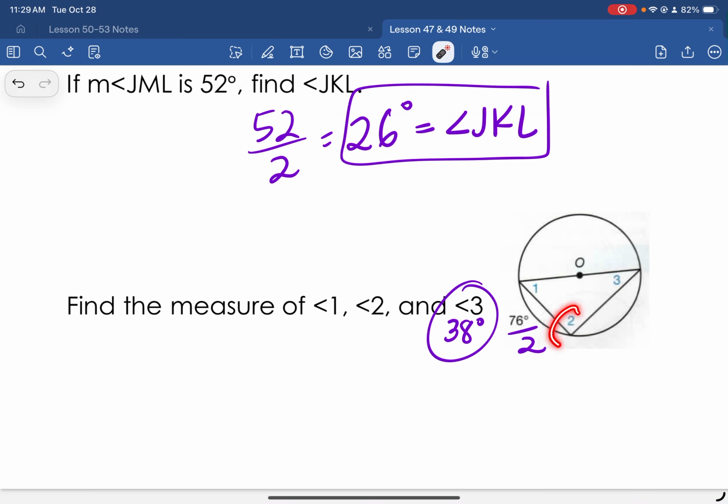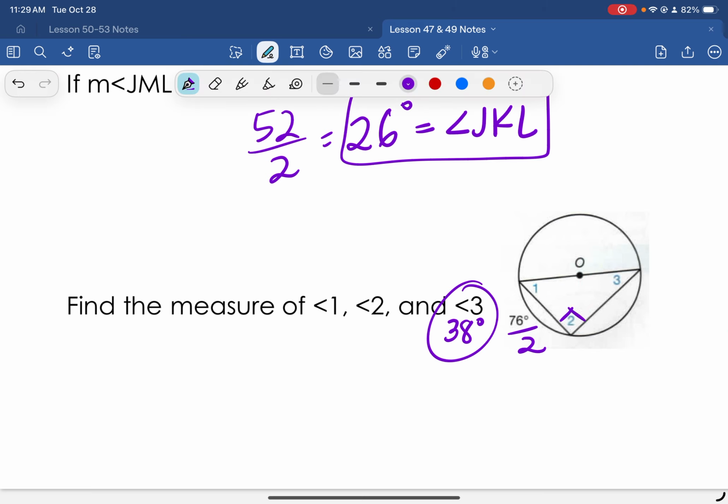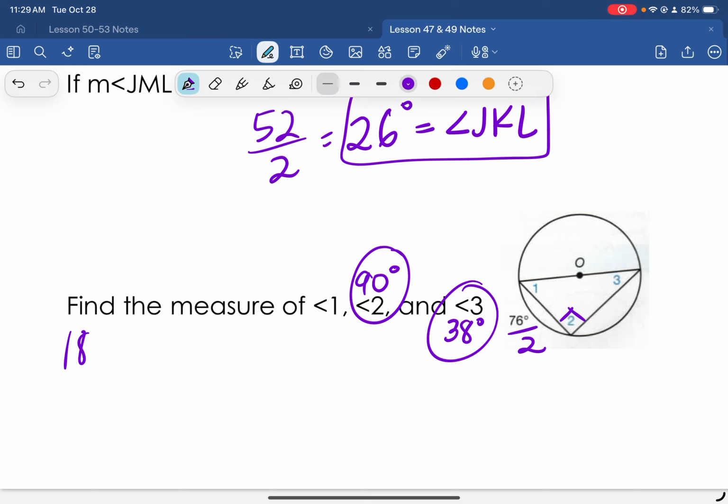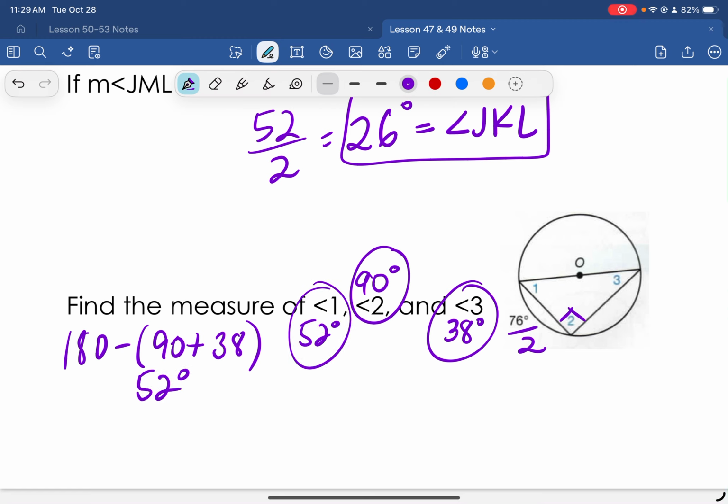This is probably the next easiest to find because of the theorem that talks about the semicircle, right? Meaning if this is 180, that means this has got to be 90. So angle 2 is 90 degrees. Well, that's simple. We can find angle 1 now, right? Because if we take 180 and subtract the sum of the 90 plus the 38, we will get angle 1, which is 52 degrees. And we have solved for all 3 angles.